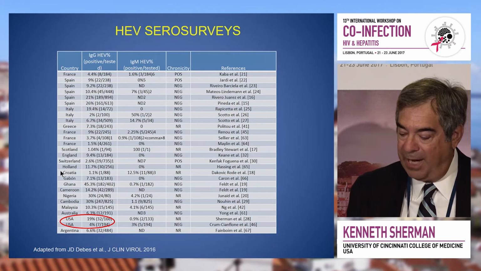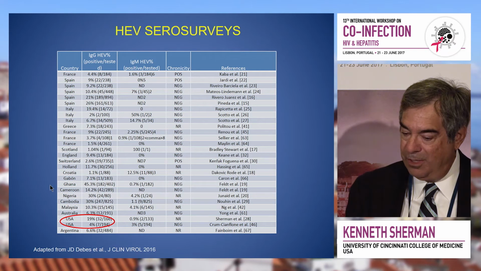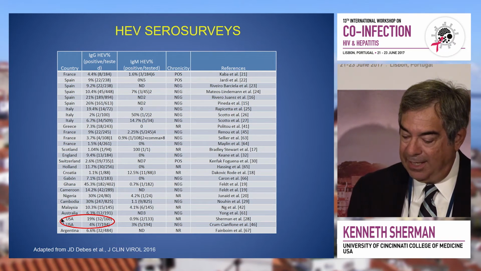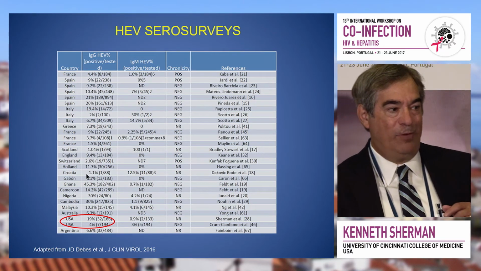Well, this is a compendium put together during the past year of all of the reported data around the world in HIV-infected patients, looking at reporting of both IgG and IgM positivity and whether chronicity was described in that population as well. I've circled 2 studies here. One of them was mine, the other one I'll show you, because how you find your cases and the tests you use actually affect the results.